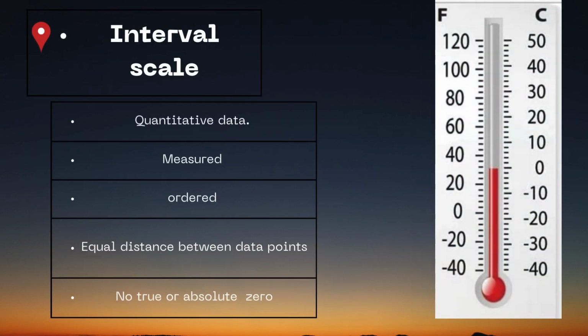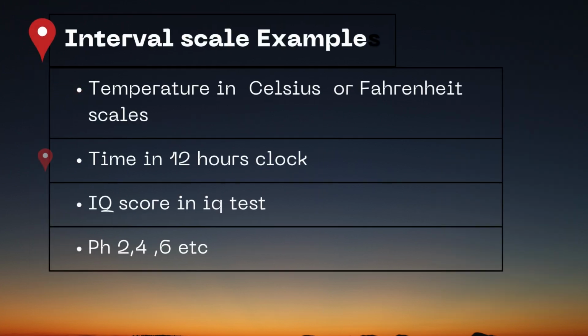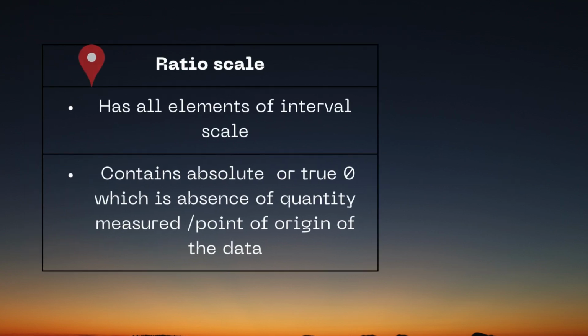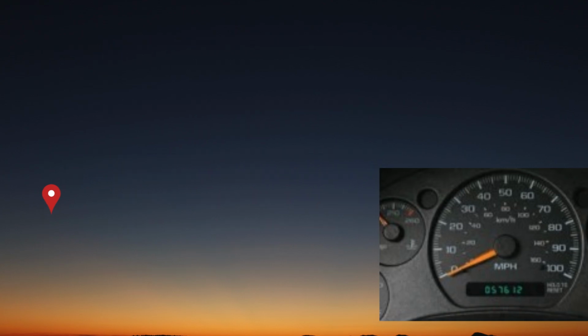Interval data. Remember these keywords for interval data: quantitative data, measured, ordered, equal distance between data points, no true or absolute zero. Ratio scale. Ratio data shares all elements of the interval scale but includes a true 0 point, indicating the absence of the quantity being measured or serving as the origin point of the data.